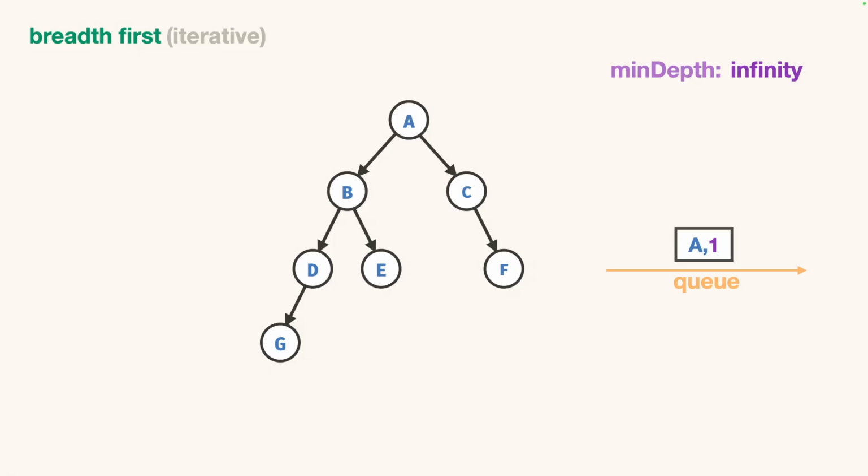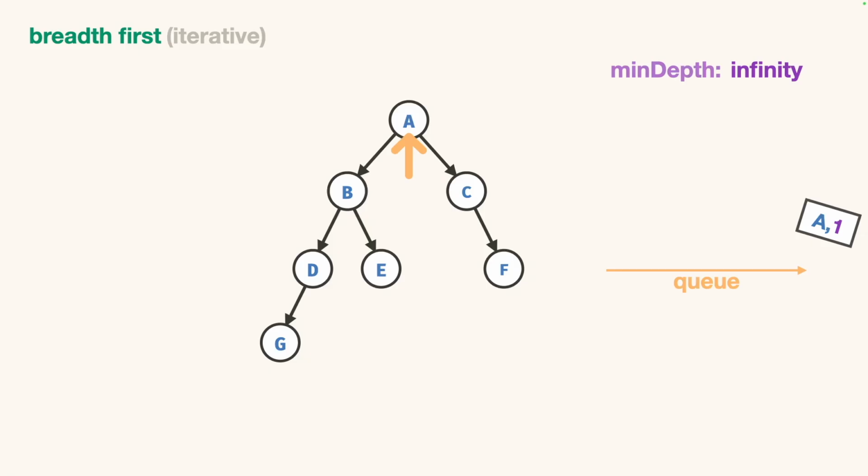So when I run this algorithm, what I want to do is just remove the front of my queue. So I'm going to dequeue that A item here, which means that I'm looking at this node over here. I don't need to update my min depth because A is not a leaf node, but I can see that easily because A has some children. So what I want to do is now add the children of A into the queue.